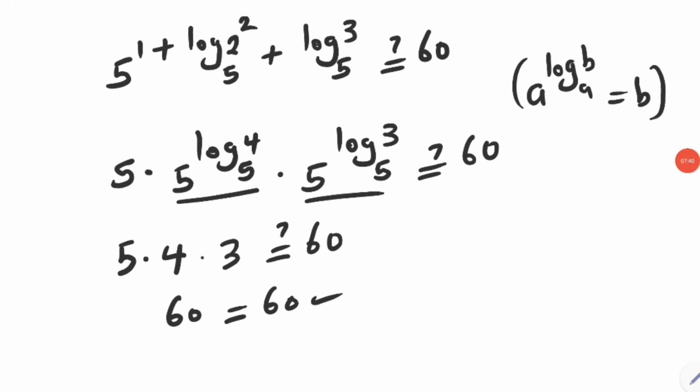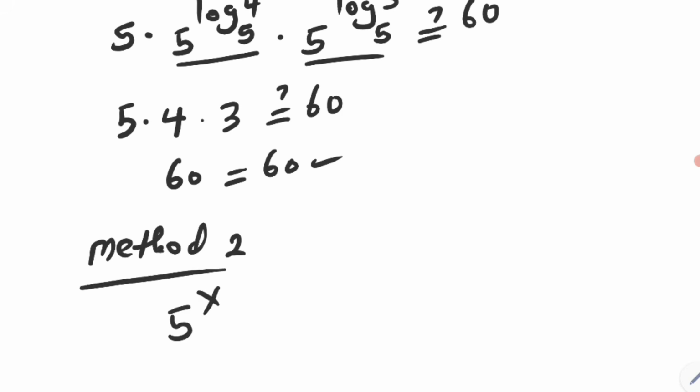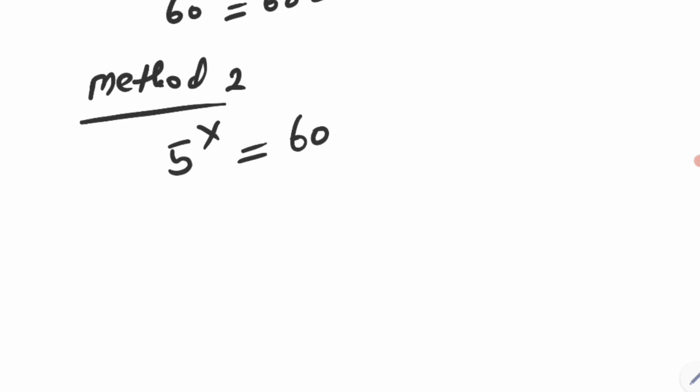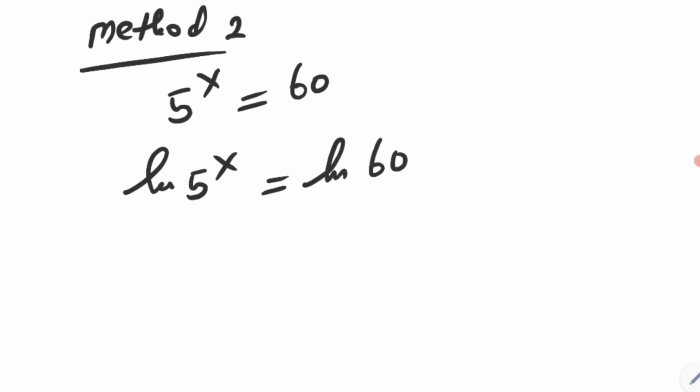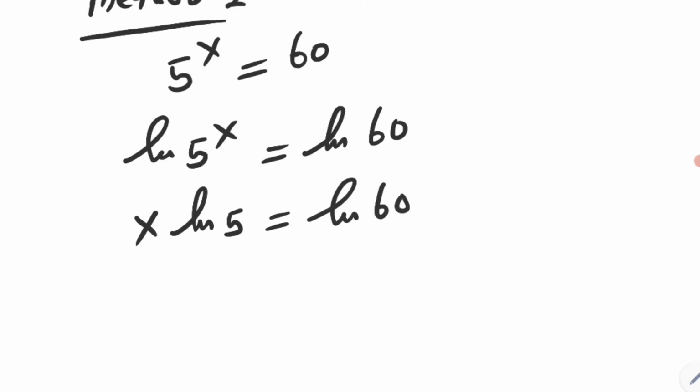Or alternatively, let's solve this in another way round. We have method 2. 5 raised to power s is equal to 60. Then you can take the natural log of both sides. We have ln of 5 raised to power s is equal to ln of 60. This is s ln of 5 is equal to ln of 60.